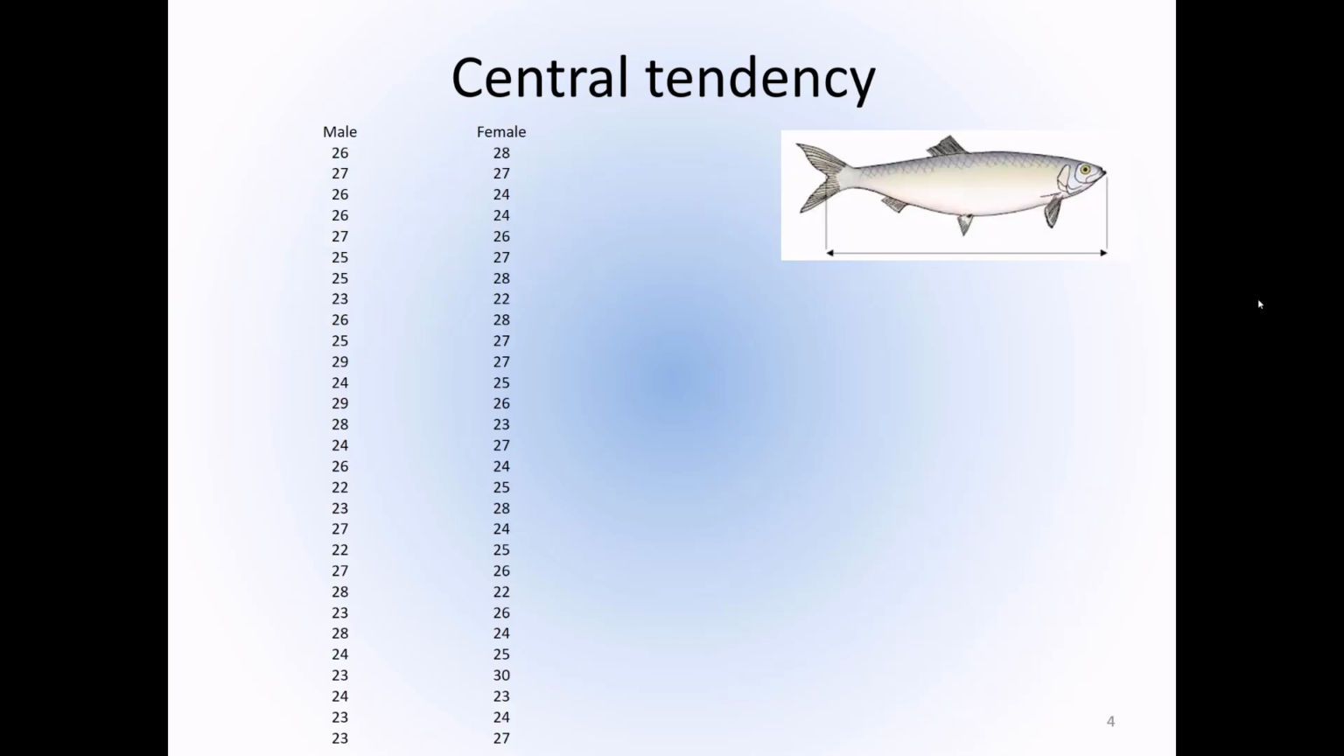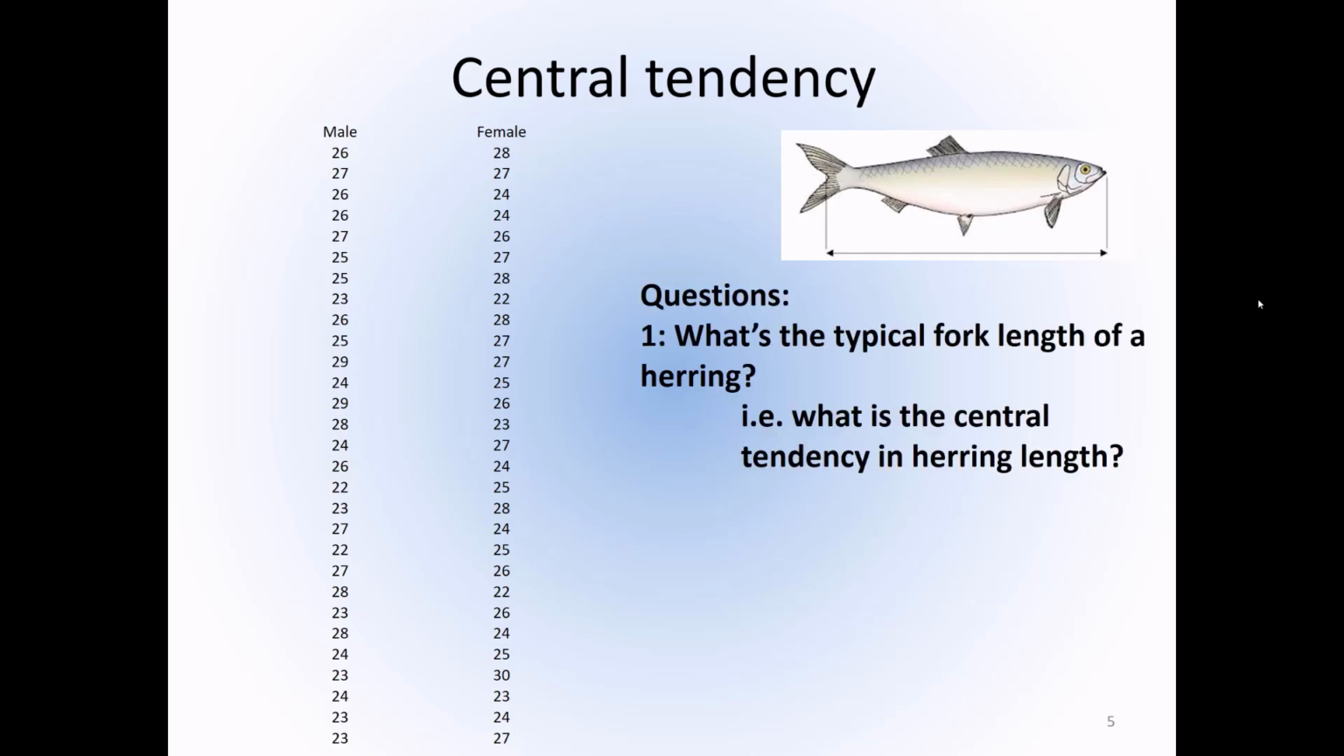So let's think about some data. Maybe we go out and we collect herring and we measure their length to get an understanding of the typical length of these fish, and we're interested in the central tendency of our particular sample. Well, we can measure the mean, which is the average. We can look across males and females. We could measure the median, or we could measure the mode. In this particular lecture, we're going to focus on the mean.